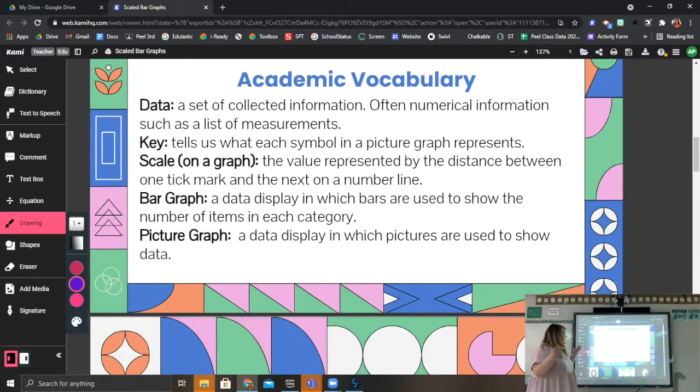Scale. On a graph, the value represented by the distance between one tick mark and the next on a number line. A bar graph is a data display in which bars are used to show the number of items in each category, and a picture graph is a data display in which pictures are used to show the data.